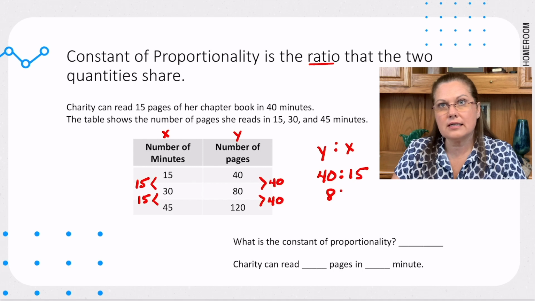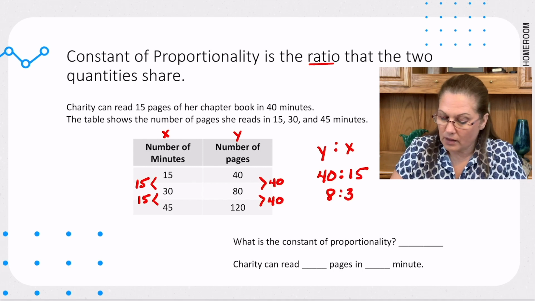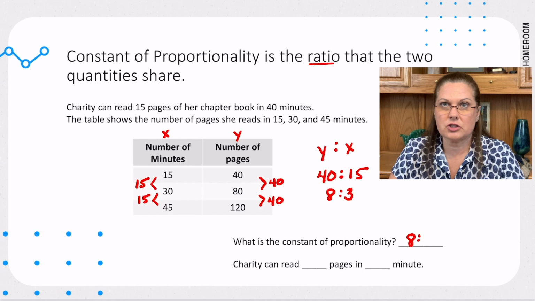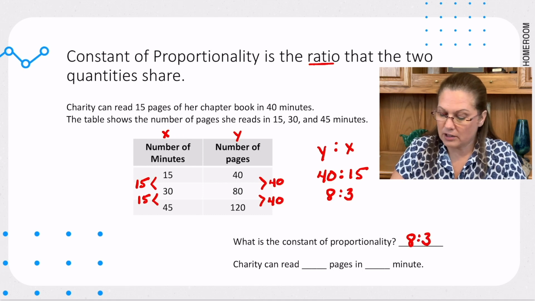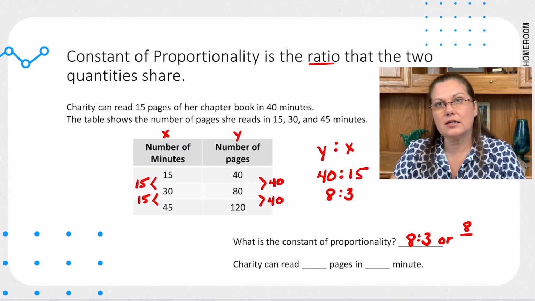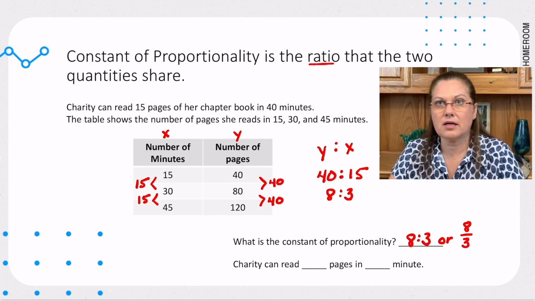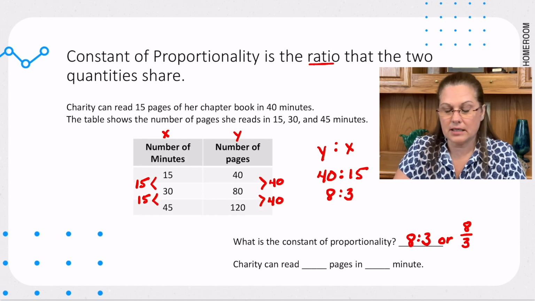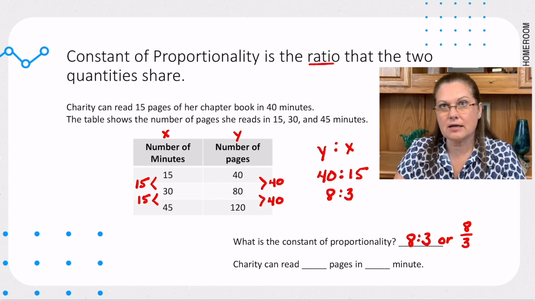So what is our constant of proportionality? Our constant of proportionality is 8 to 3. Now, we also might want to write it as a fraction. And when we do write that as a fraction, we're going to put our y value on top as our numerator and our x value down below as our denominator. Now, these particular positions actually tell us something about our situation. Remember, our x value is the number of minutes, and our y value is the number of pages.